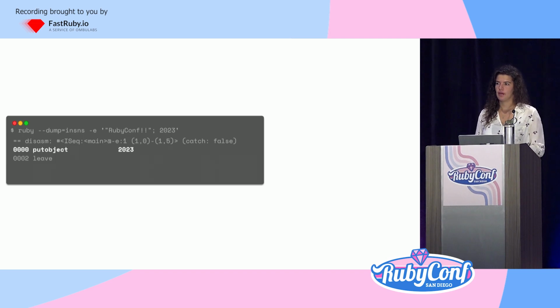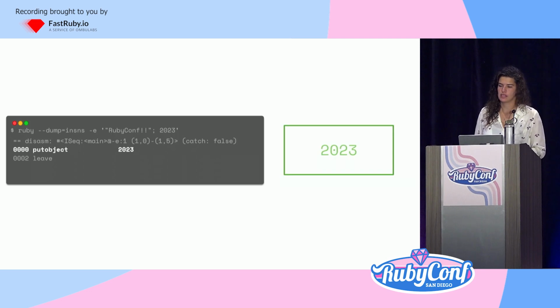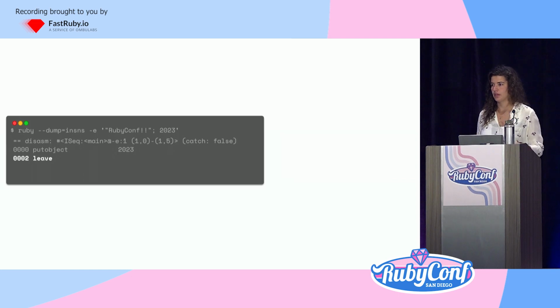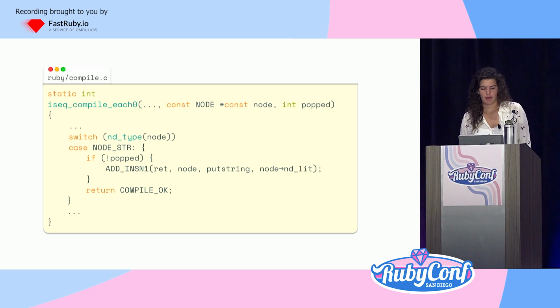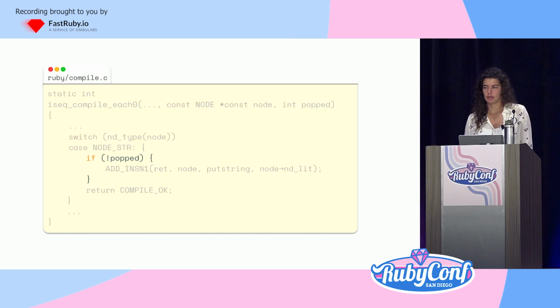Instead, we just have put object 2023, which puts this value 2023 on the stack, and the leave, which pops 2023 off the stack and returns it, and then our stack is empty, right? We're not adding any extra information there at all. And we can actually see that in this method we have, right? We have this if not popped, which has been passed down, right? Only add the put string if it's not popped.